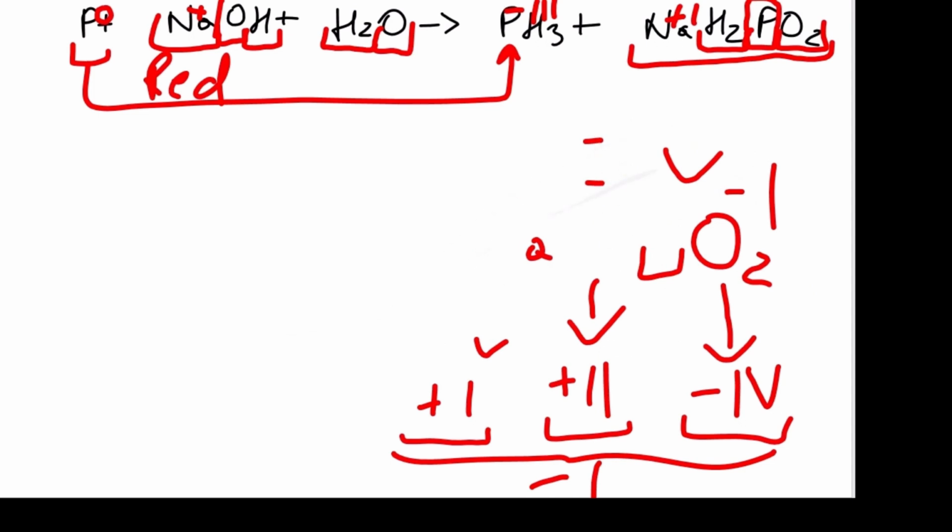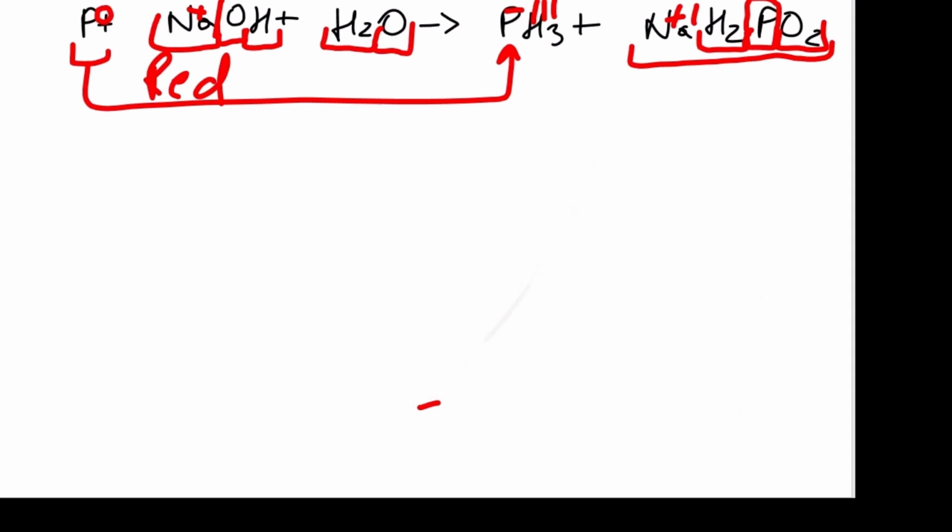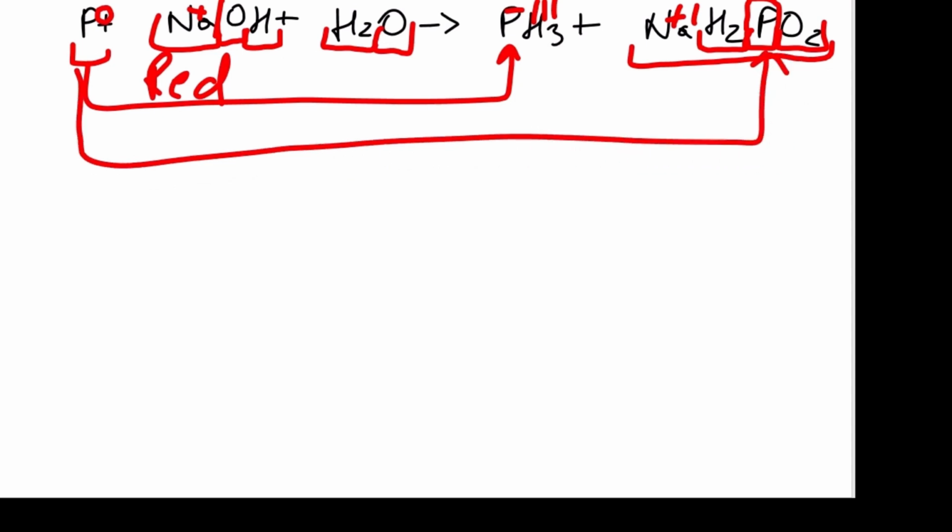I will clear it to make some space. So we are sure now that the oxidation state of this phosphorus atom in this salt is equal to +1. So we found an oxidation reaction, from the oxidation state equal to 0 to oxidation state equal to +1.